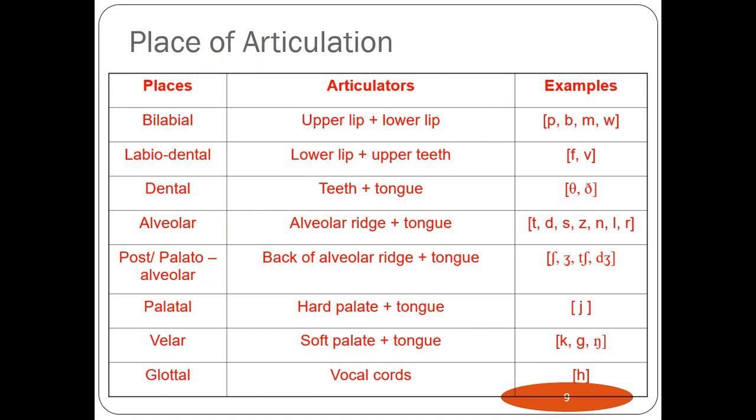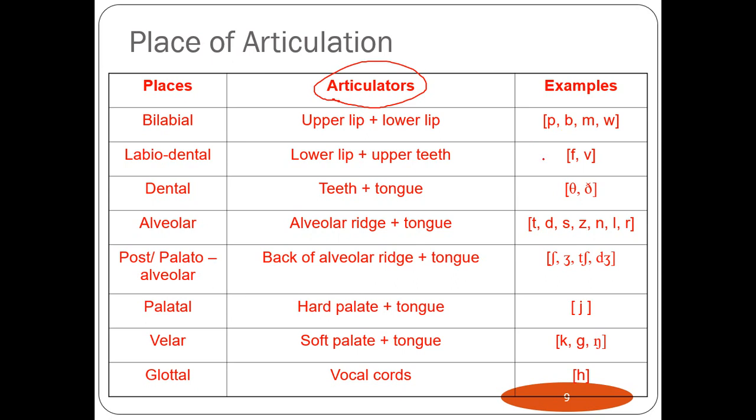So these are the classifications, and they are actually the different articulators involved in the production of such sounds. And these are the examples. For example, we have four bilabial sounds in English: p, b, m, w. And you can notice here that these sounds are produced with the help of both of the lips, so that's why they're called bilabial sounds.